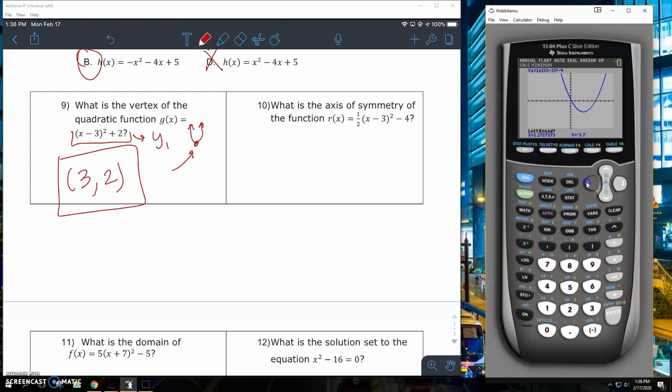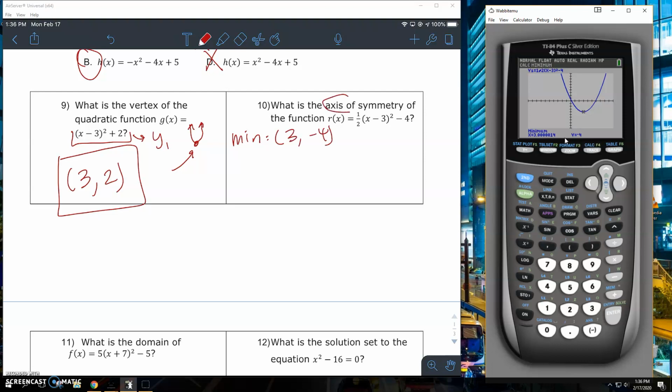I'm moving to where I think the vertex is, and then I'm going to start. So I'm going to go to the left side. I'm going to move back again to the right side. And then I'm going to press enter. And it tells you my minimum is at 3.0, repeating, and -4. So my minimum is at (3, -4).